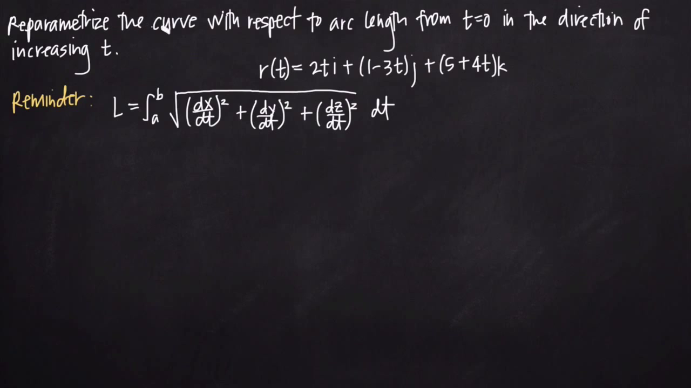And reparametrizing the curve basically just means that we are redefining the curve in terms of a different parameter. So right now our vector function r is defined in terms of the parameter t. We want to define it in terms of a different parameter, and we'll use the variable s as this additional parameter for arc length. The reason that this is useful to us is because arc length doesn't change no matter which coordinate system you're operating in.